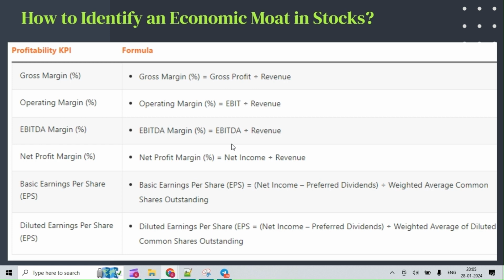These are all the filter criteria we have to apply to get a better result, right? Basically, we have to identify the gross margin percentage, operating margin percentage, EBITDA margin percentage and net profit margin percentage, and we have to identify the basic earnings per share and diluted earnings per share. These are all the major criteria we have to apply to find the moat stocks, right? You can see the formulas also on the right-hand side.